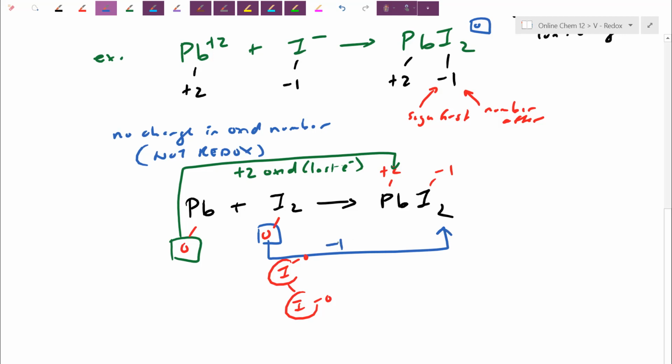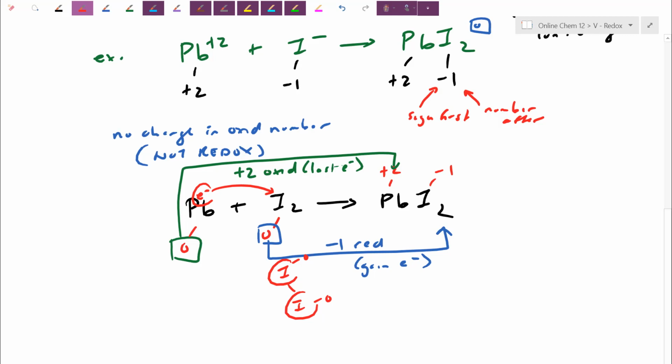Whenever your oxidation number goes down, we know it's reduction. We've actually gained electrons. So how have the electrons been transferred? Well, they have been transferred from the person that lost them. Lead has passed some of its electrons over to the iodine, and therefore letting the iodine reduce.